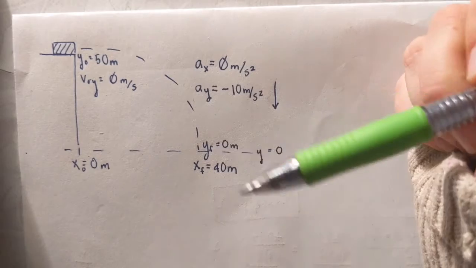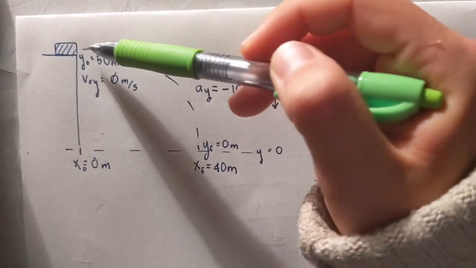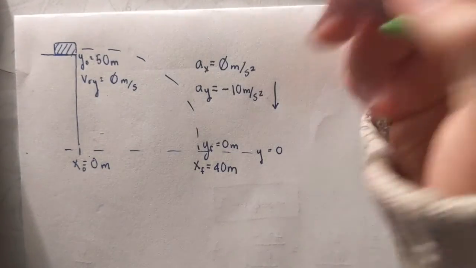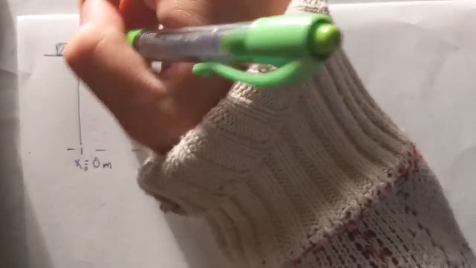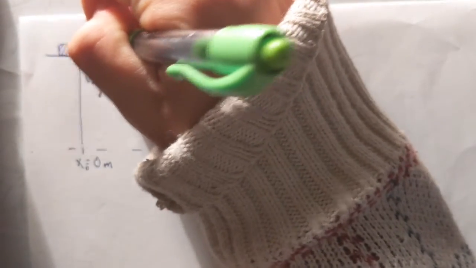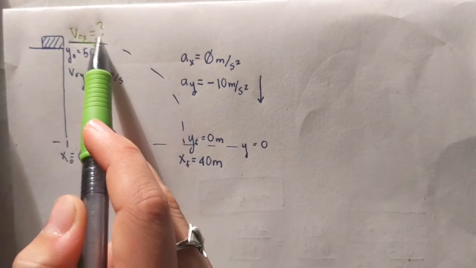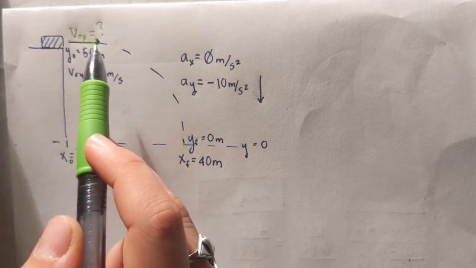Is that initial vertical speed or initial horizontal speed? Well, when the car's moving off the cliff, it only has a horizontal speed. So what we're really looking for is the initial horizontal speed. That is our target. V naught x is our question mark. V naught x is that horizontal arrow to the right, initial horizontal speed.